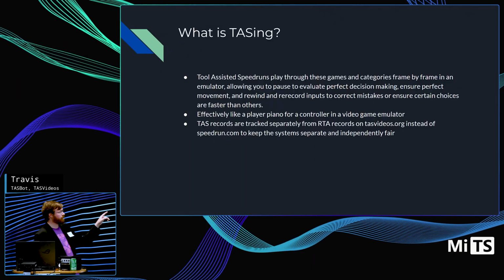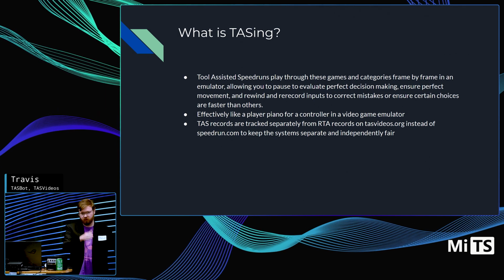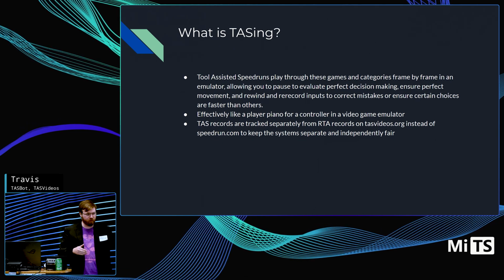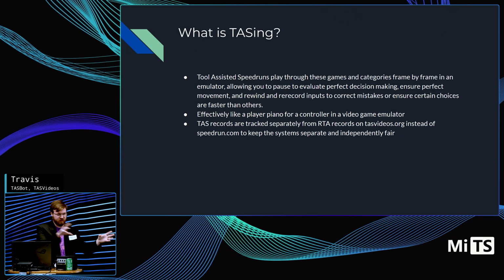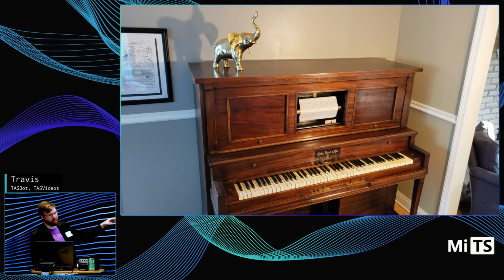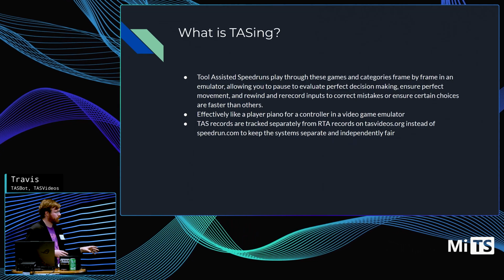The really important thing about that is that doing it in an emulator allows you to go back in time. You can do a bunch of inputs, and if they don't work exactly as you need, you can go back and re-record previous inputs to correct mistakes or ensure a certain strategy is faster than a different strategy. It's exactly like a player piano. Have you ever seen a player piano play a piano automatically? It's doing the same thing, but in a video game emulator.